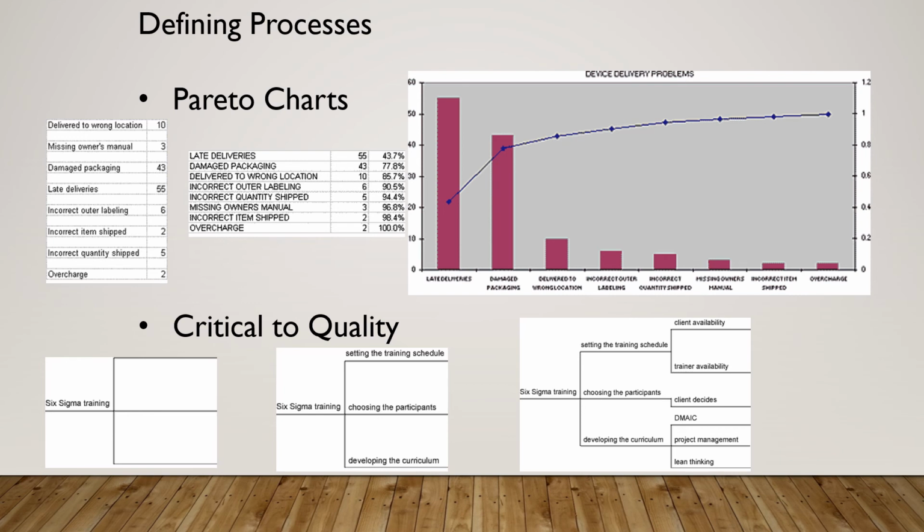I then sort the data in descending order of incidents that you can see in the middle of this slide. Late deliveries, there's 55 incidents. They represent 43.7% of the total. Then damaged packaging is second at 43. I add those to 55 and divide by the total and come up with 77.8% of the total, and just continue with the rest of the categories.